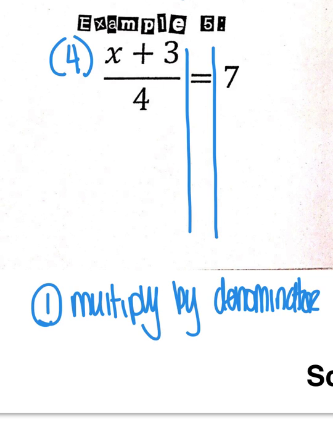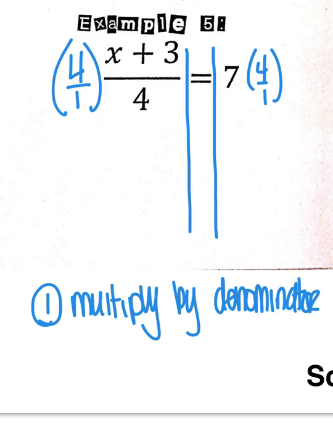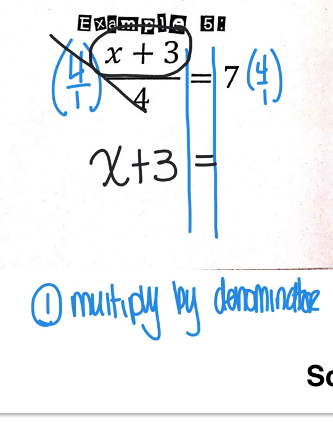And because this is a fraction, if you really wanted to, you could write it like this as well. It would still mean the same thing. Makes some people feel better. If we multiply by 4 over 1, multiply by 4 over 1. You have to multiply both sides by the denominator. So the 4's will cancel out. Now this entire piece comes down. So you get x plus 3 equals 7 times 4, which is 28.